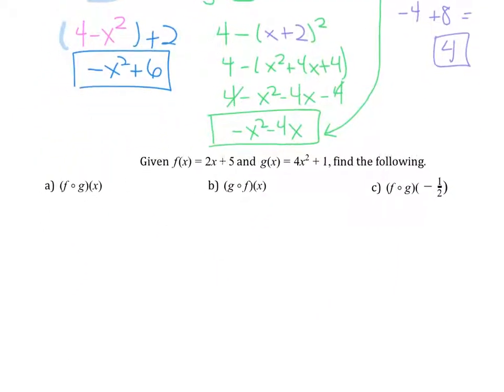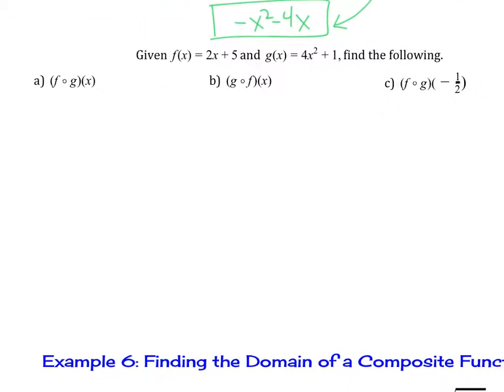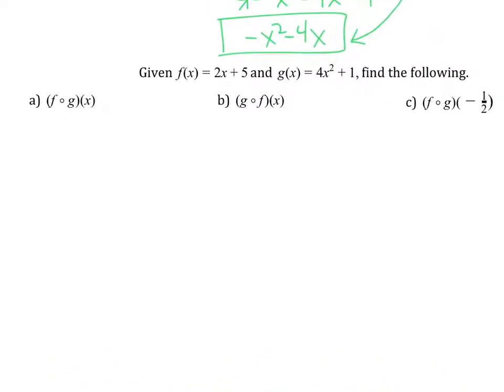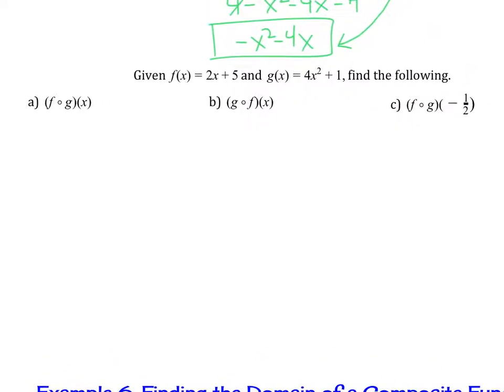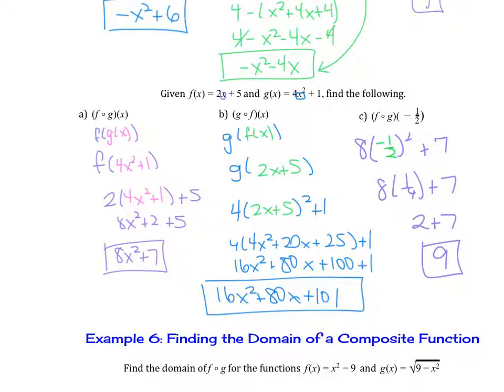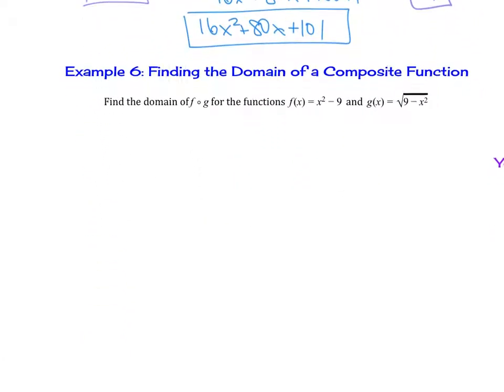So try out these examples down here. Given f of x equals 2x plus 5, and g of x equals 4x squared plus 1, find the following. Find f of g of x, g of f of x, and then C, find f of g when it is negative a half. So pause the video and try this out. If you tried this out, you should have gotten 8x squared plus 7, then 16x squared plus 80x plus 101, and you get 9.